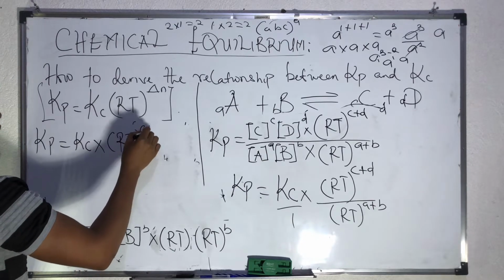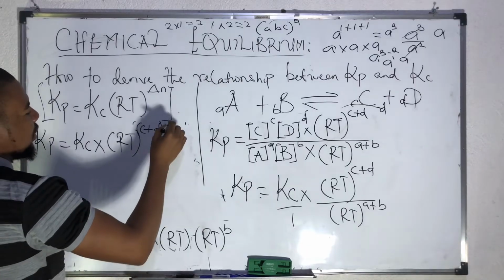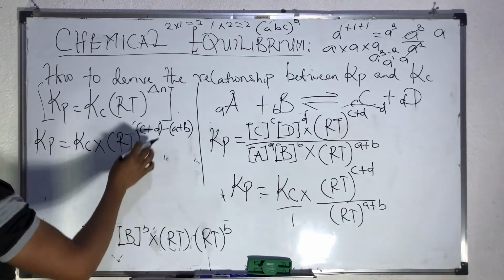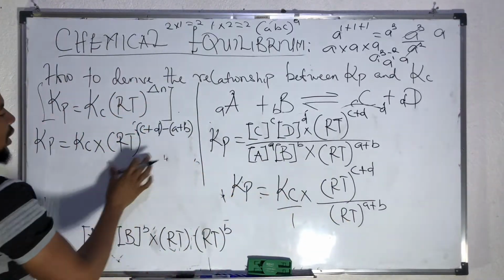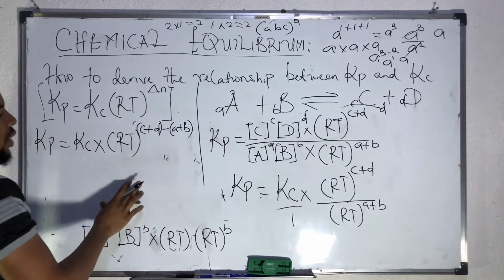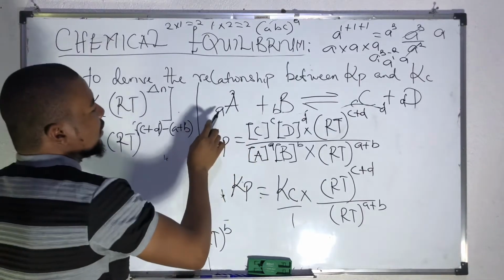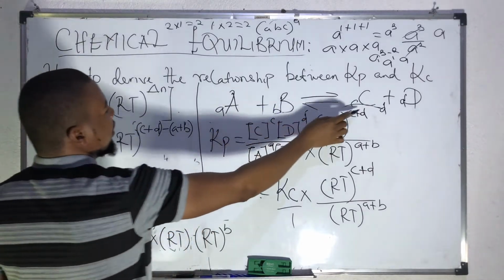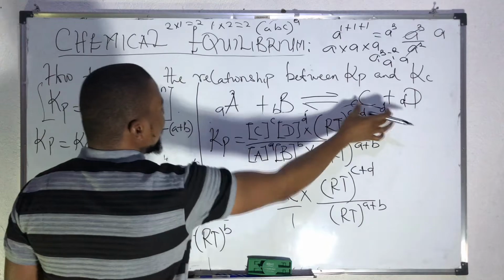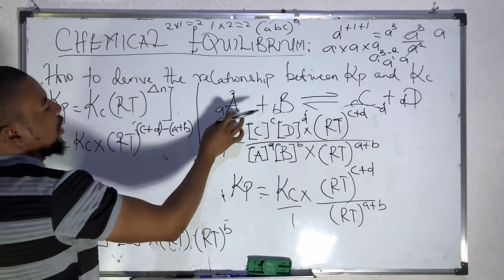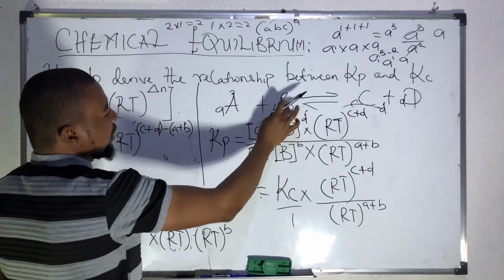And we have (C plus D) minus (A plus B) as the power. The C plus D comes from the numerator, while the A plus B comes from the denominator. They are like bases, so we can subtract the powers. Now, what is C plus D and what is A plus B? Remember that the small letters a, b, c, and d simply refer to the moles of the products and reactants. This is our first reactant, and its mole is a. The second reactant, the mole is b.